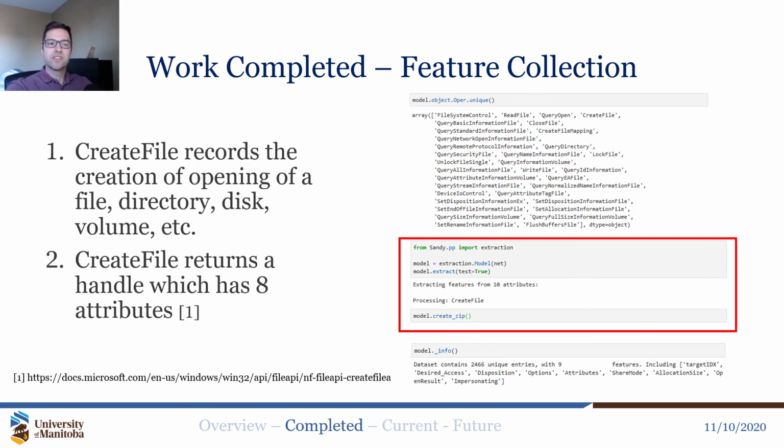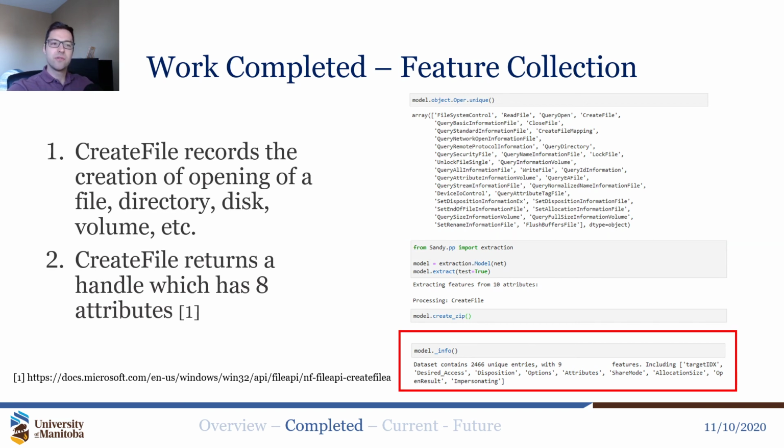In this example, we're just focused on create file, and then we can pass in the method or use the create zip method just to create a zip file so that we don't have to do it later on, because that's very time consuming. What model.info is doing is looking at all the features extracted from create file, and takes those raw attributes. In the bottom right, we can see that it returned 2,466 unique entries, meaning out of all the processes that were run during the time we were looking at malware execution, there's 2,466 that are creating a file, the operation create file.